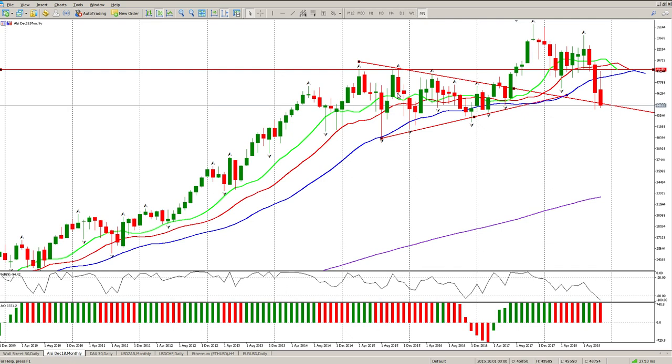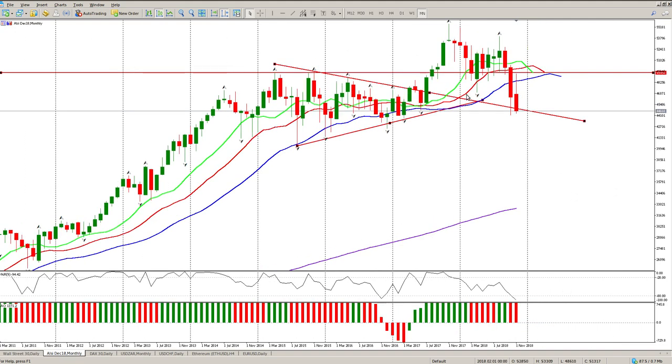Now, I'm looking at the monthly, so of course this could take a long time. We could be lining up for another 3 or 4 years of strength. And that's just one way of looking at it. But this was definitely a consolidation here over 3 years, and we didn't run away. We came back to test it.